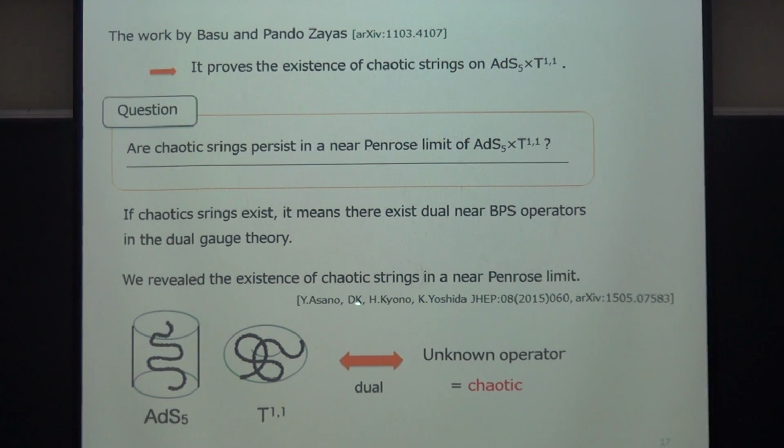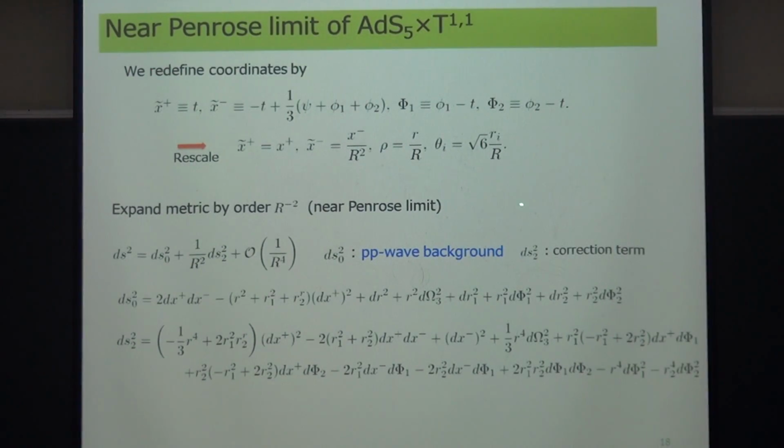And we revealed the existence of chaotic strings in the near-Penrose limit. So in our conclusion, there are chaotic strings on this metric. They are unknown, but chaotic operators exist. Okay. And next I'd like to show our prescription for the limit.